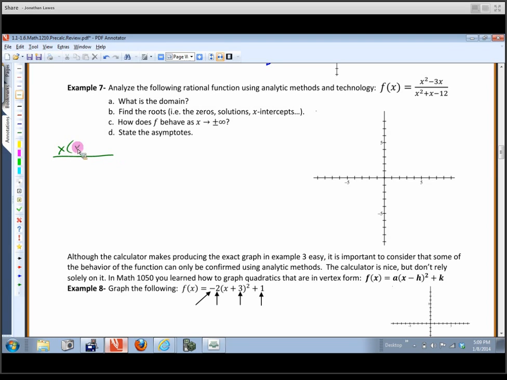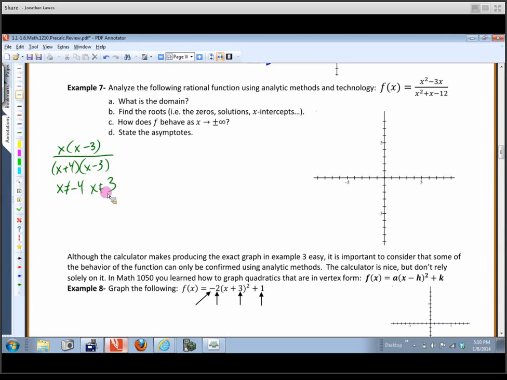I'm left with an x minus 3. And then I can factor the denominator. I'm looking for two numbers that multiply to be negative 12 that combine to be positive 1. So that's going to be x plus 4 and x minus 3. Well, the domain, you can plug in anything you want into polynomials, but because this is division, we can't let the denominator equal 0. So I can't let it equal negative 4, and I can't let it equal positive 3.